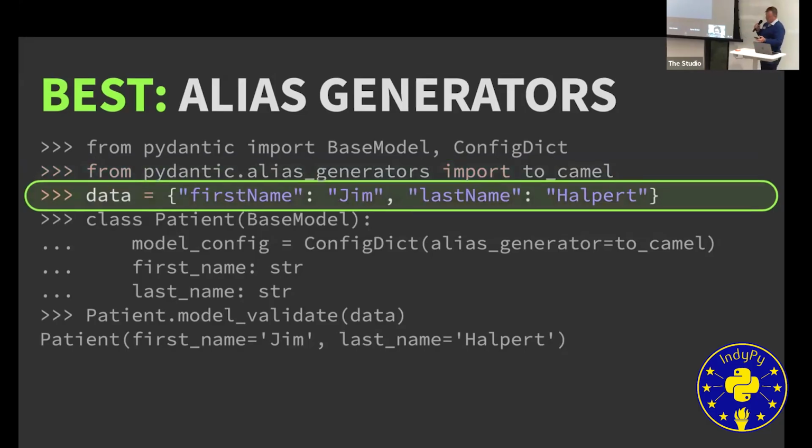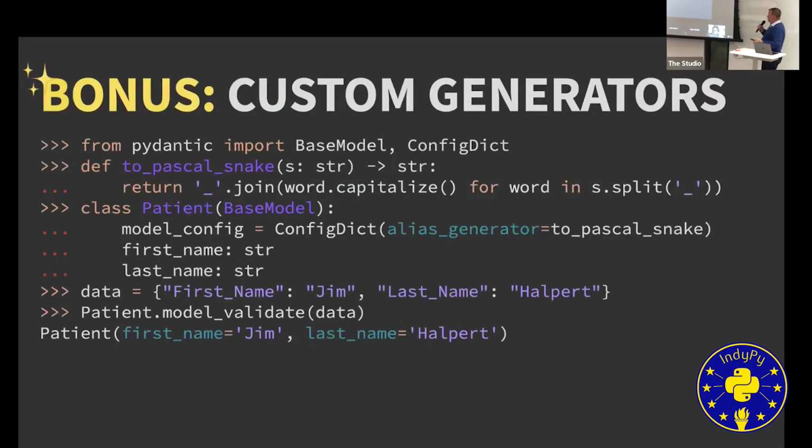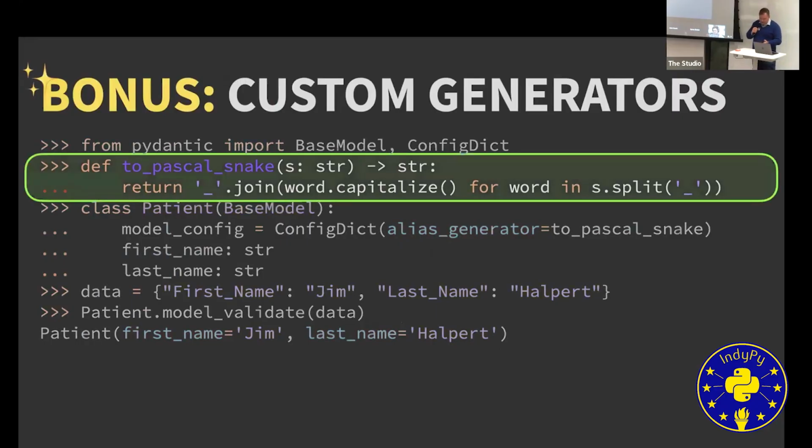However, our actual data isn't in camel case. It's in Pascal snake case. So what are we going to do about that? Well, it turns out we can also create our own alias generators. Alias generators are just functions that take in strings and return other strings. So here we're taking in our snake case field name, and we're converting it to a Pascal snake case field alias.